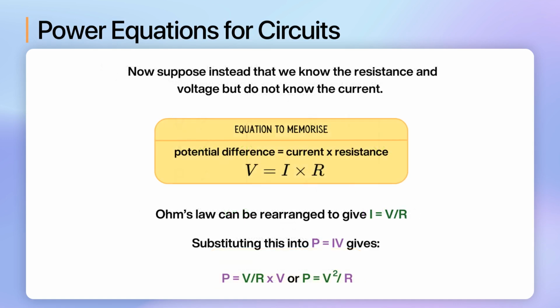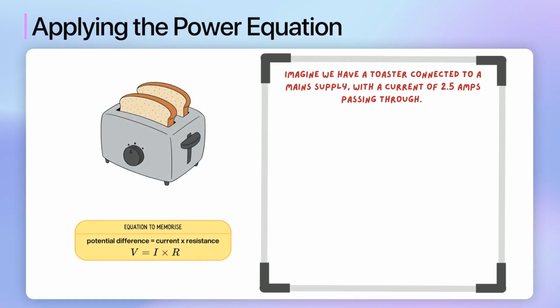Now suppose instead that we know the resistance and voltage but do not know the current. Again, we can use Ohm's law. Ohm's law can be rearranged to give I equals V over R. Substituting this into P equals IV gives P equals V over R times V, or P equals V squared over R. Depending on what is given in a problem, you can choose which of these equations to solve for the power. To better understand the use of these equations, let's go through a worked example.